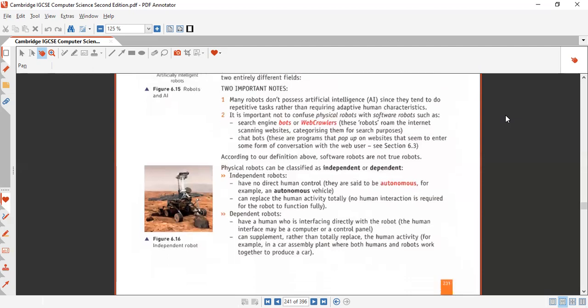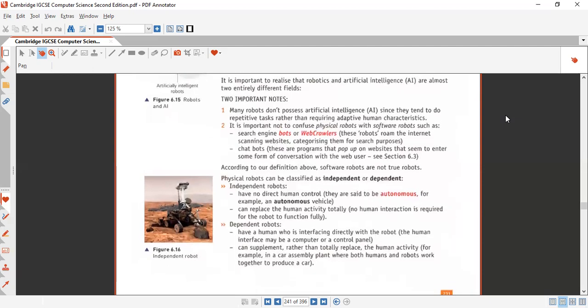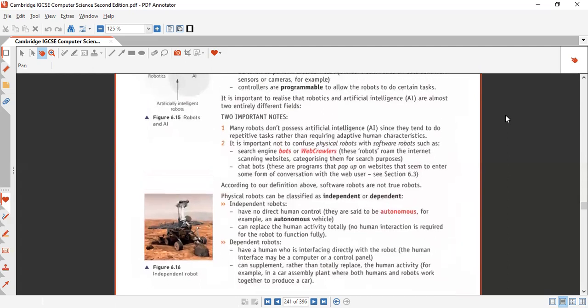Now, when it comes to robots, physical robots are of 2 types. Just mention these 2 types of robots in your notebooks as well. There are 2 physical types of robots. Number one, independent robots, and the other ones are the dependent robots.